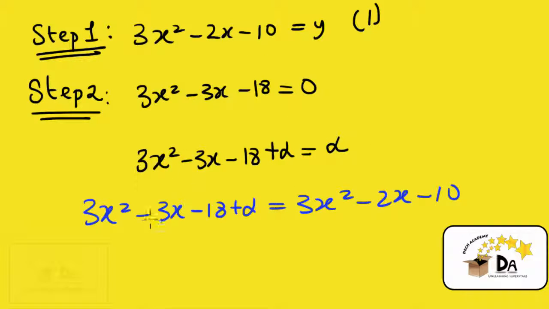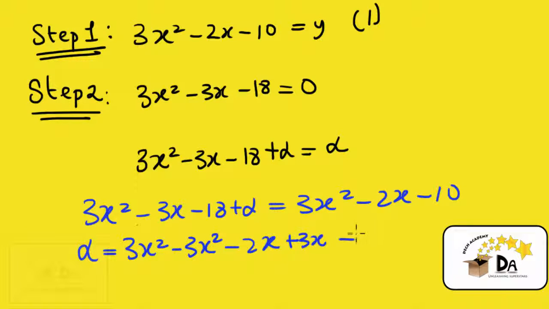So what we can do is just put all the terms on one side. I'm going to subtract 3x squared from both sides, add 3x to both sides, and add 18 to both sides, because I want to make alpha the subject of the formula. Doing that gives the following. That's what happens when you subtract 3x squared from both sides. When you add 3x to both sides, you get this, and when you add 18 to both sides, you get this.